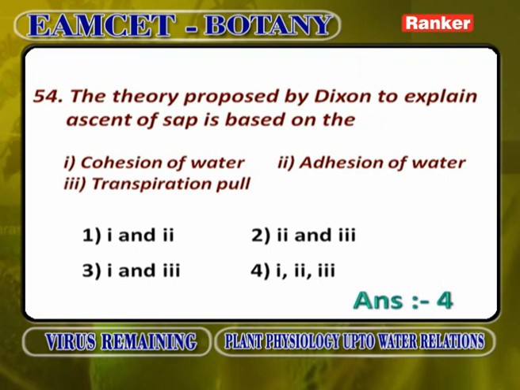The theory proposed by Dixon to explain ascent of sap is based on cohesion tension, which was proposed by Dixon.